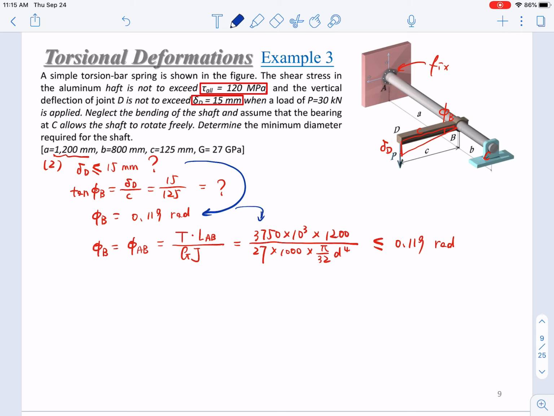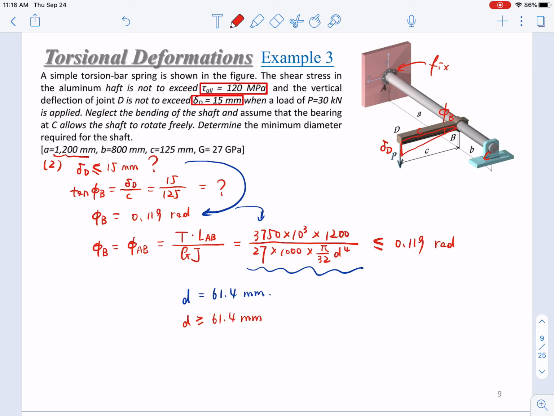Okay, so based on this, we can solve the D. You do this calculation by yourself. Then this D just equals 61.4 millimeter. So our report is that D has to be no smaller than 61.4 mm.